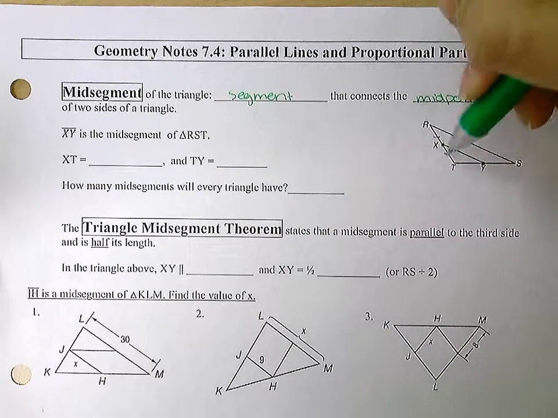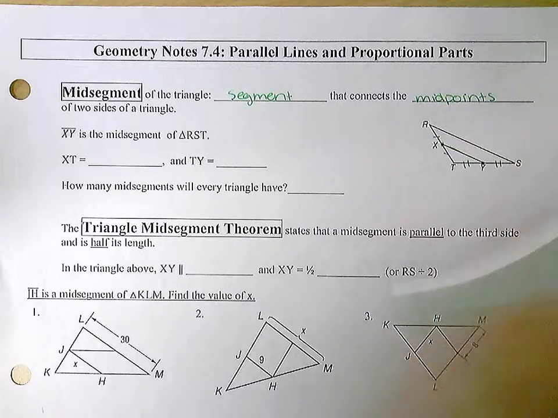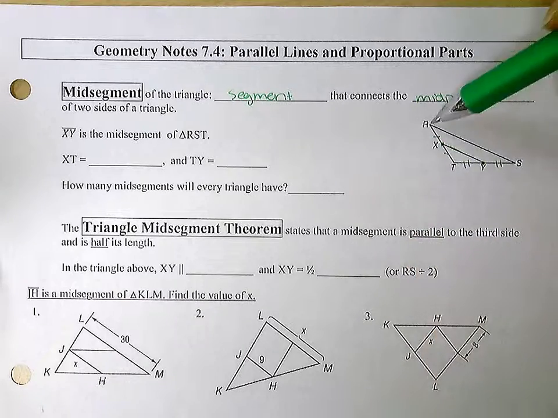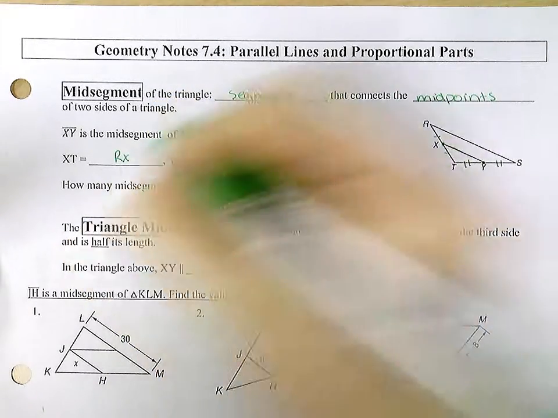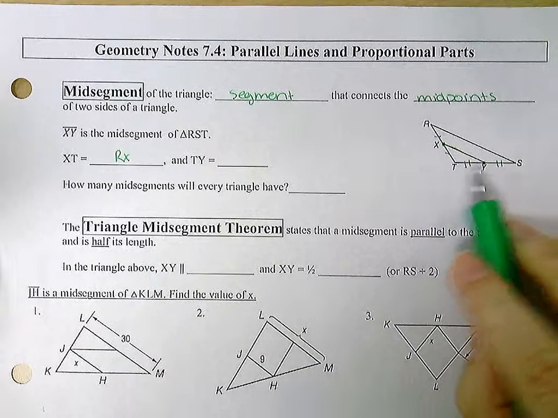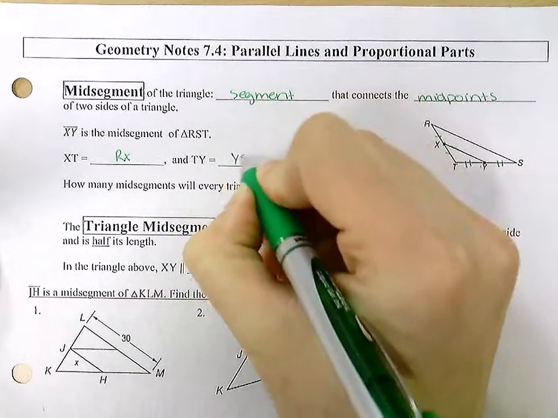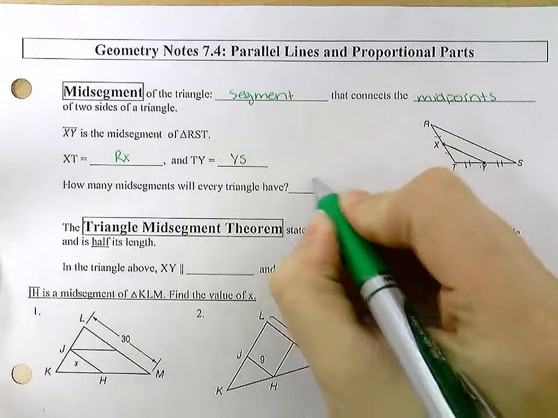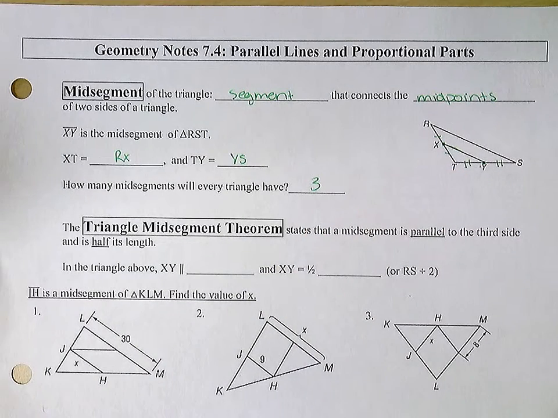Okay, so if these were midpoints, I could say XT, the segment here, is equal to RX, and TY is equal to YS. Okay, because those points are midpoints. How many mid-segments do you think will be in each triangle then? I heard somebody say it. It's 3. Okay, so there will be 3 mid-segments in every triangle.